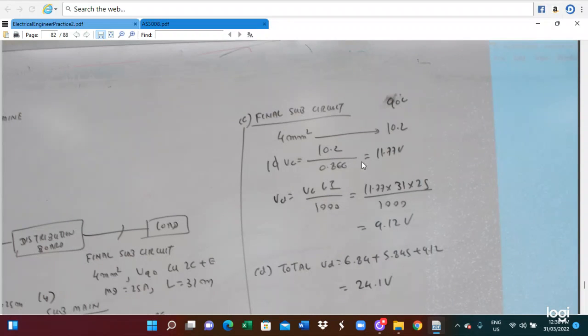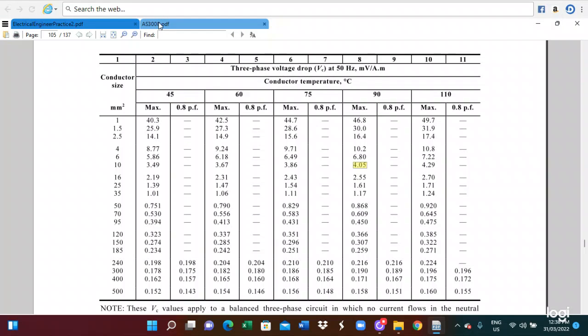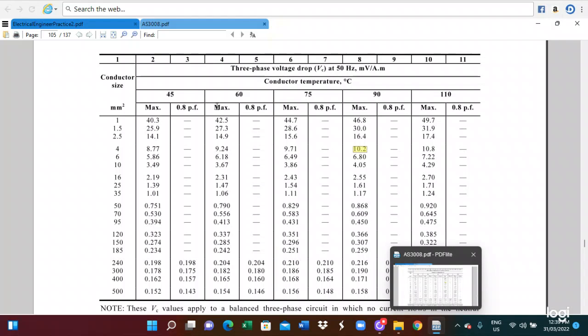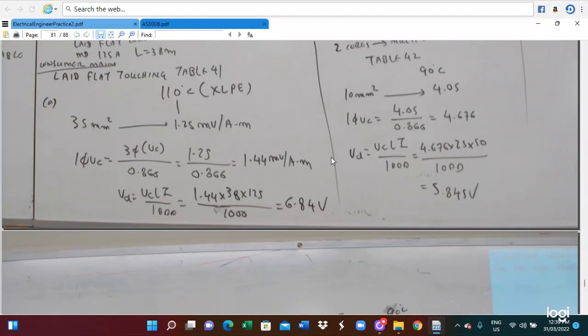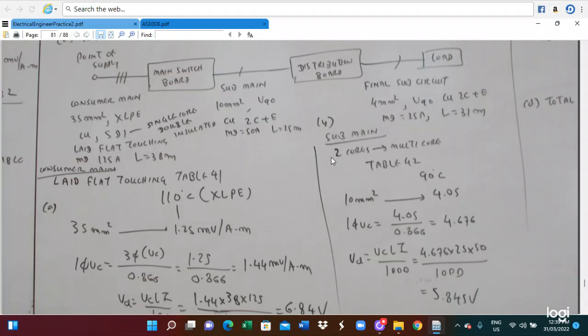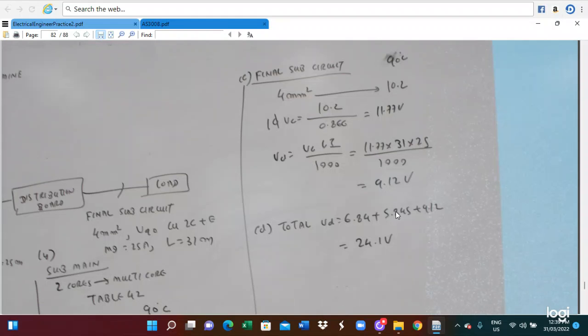For the 4 millimeter square 90 degree centigrade we utilize table 42 as well. In this case you got 10.2, and this 10.2 we substitute here. So 10.2 divided by 0.86 you got 11.77 volt. So this voltage is VC. This VC we substitute. Then the length is given as 31 meters and the current is 25 ampere. Substitute here and we got 9.12 volt.